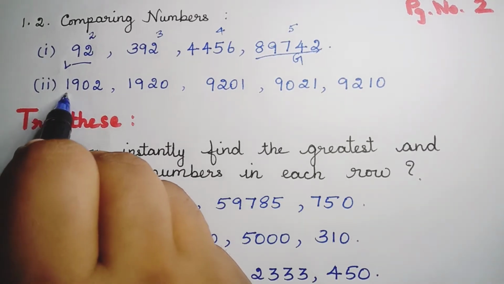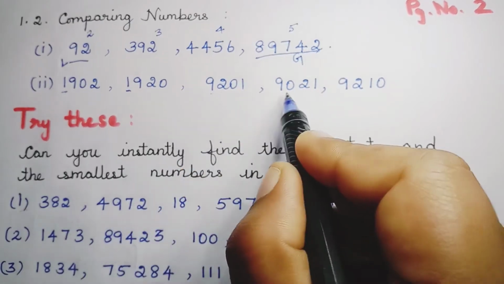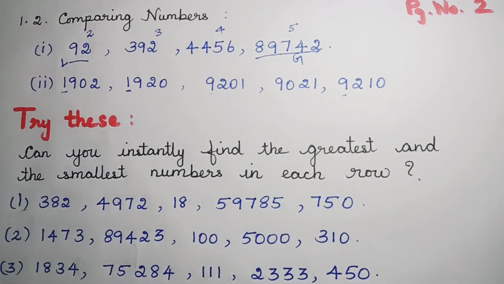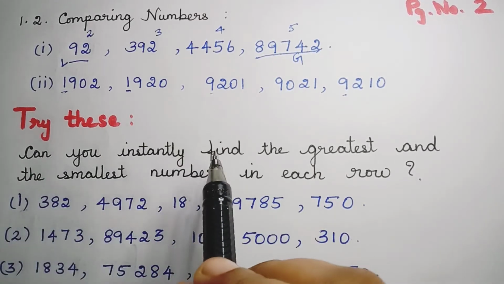Okay, look at this. The first digits are 1, 1, 9, 9 and 9. Here, how will you find out the biggest number? You have to compare the first digit of all the numbers. So let's find out which is the biggest number now.